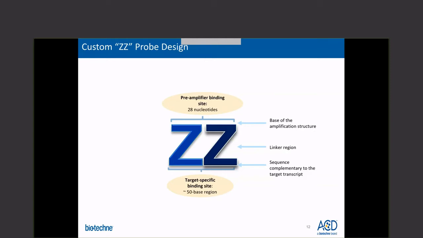The sequence at the bottom of the Z is complementary to the target transcript. In order for the amplification to occur, two Zs must hybridize to the target sequence right next to each other. Once this happens, it creates a 50-base target-specific binding site on the bottom of the ZZ pair. The top of the ZZ is the base for the amplification structure. When two Zs hybridize, it creates a binding site upon which a pre-amplifier can bind and the amplification tree can be built.